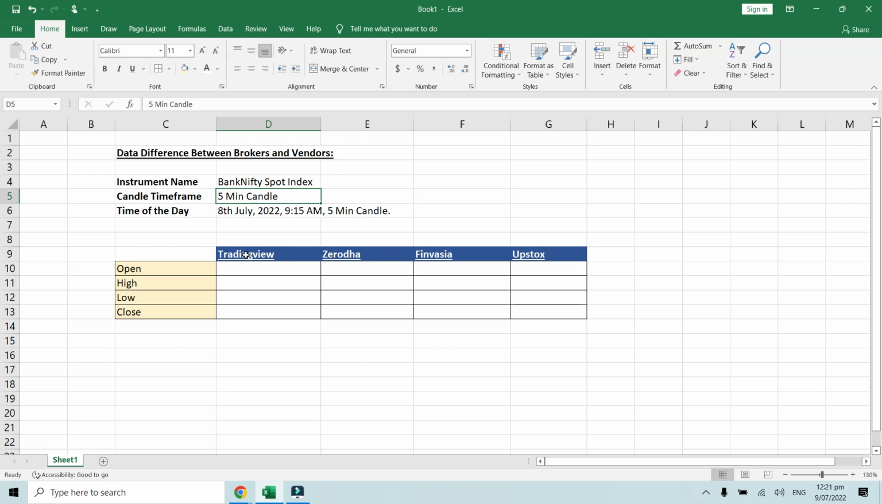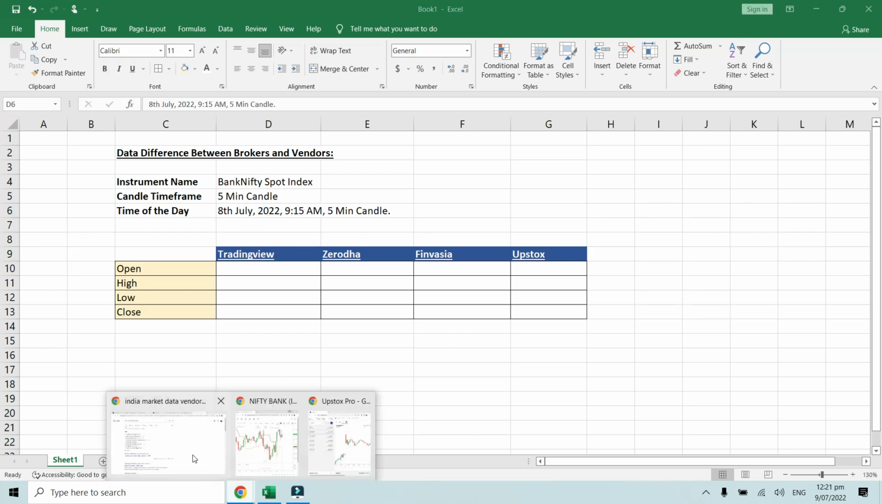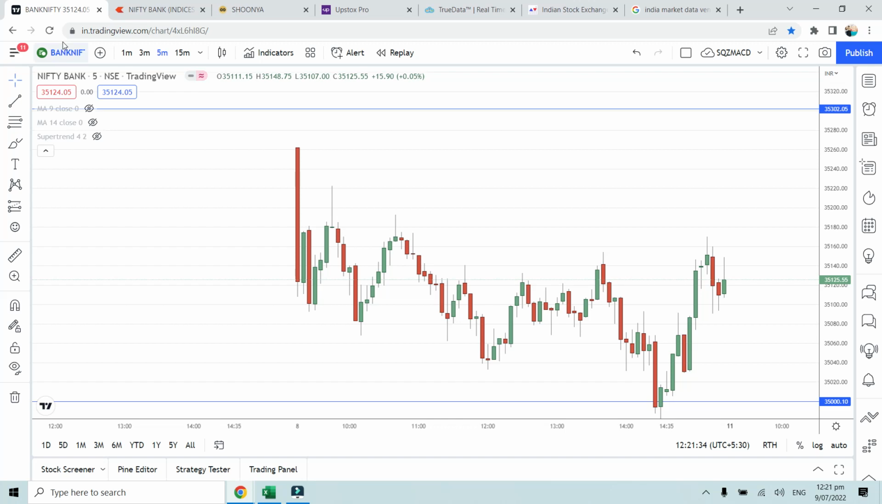For example, the first one in TradingView, let's just see what are the open, high, low, close values of the Bank Nifty Spot Index on a 5-minute candle time frame on 8th of July 9:15 a.m. So let's just go here. First of all, this is the chart. As you can see, this is the Nifty Bank Spot Index for a 5-minute candle time frame, and this is the 8th of July, the 9:15 a.m. candle. We will see the open, high, low values which are mentioned over here for this particular candle, and we will note that down.